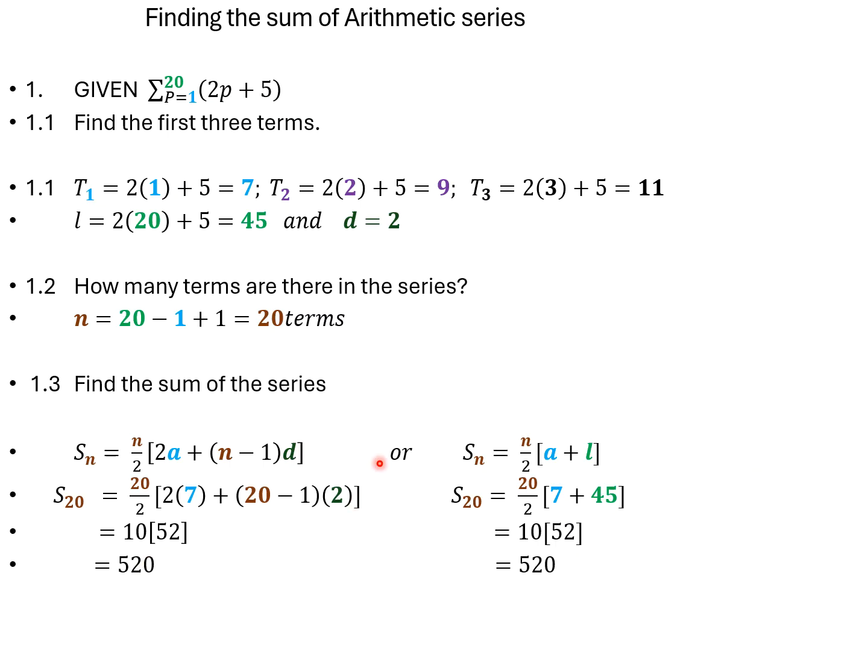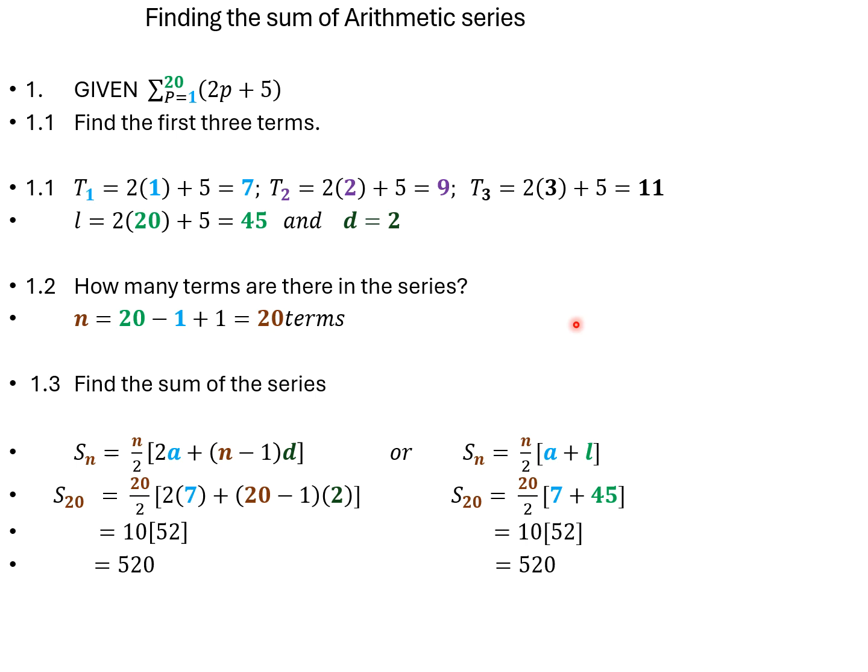Right? Or if we have the last term, we can say Sn equals n over 2, a plus l, where a is the first term and l is the last term. n again is 20. So wherever I see n, I'm going to place 20. a is 7. My last term is 45. So 45 plus 7 gives me 52. 52 times 10 gives me 520. So you can follow any one of the two depending on what's given and what you have.